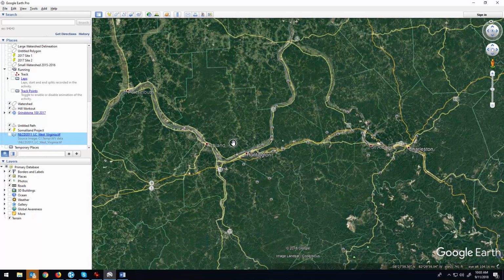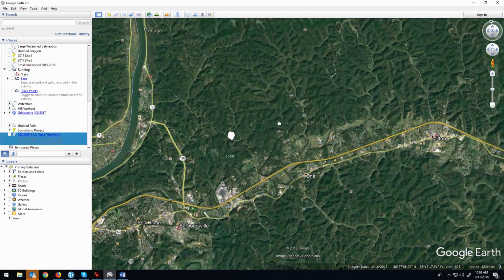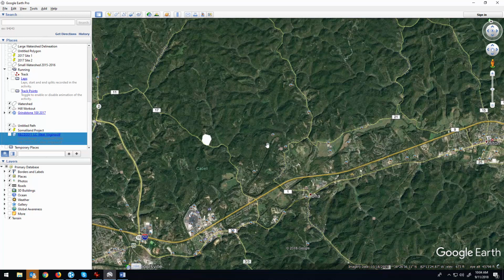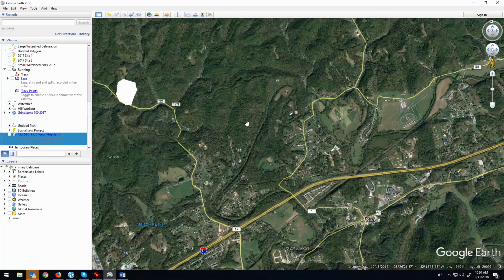All right, so here we are in Cabell County. Let's go out by the high school, Cabell Midland. How many people here went to Cabell Midland? Just one? Oh, well, I thought there'd be more than that. All right, so out here, not far from the mall, in the general vicinity of Cabell Midland.